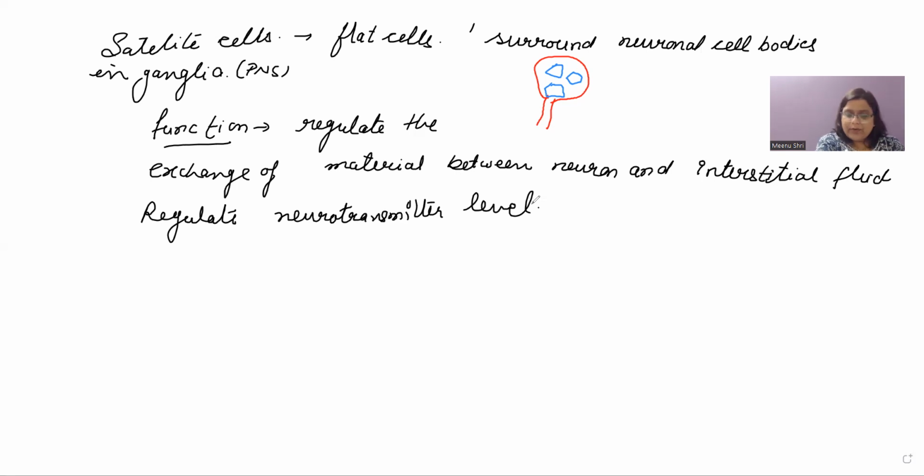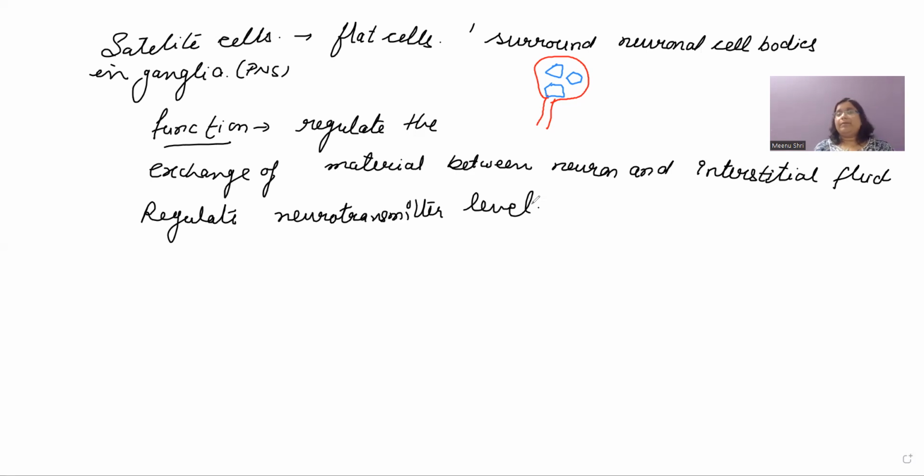The fourth cell is the microglial cells. They have spine projections, and thus they are the smallest neuroglial cells. They function as phagocytic cells like the macrophages. They remove the cell debris which forms during the normal development of the nervous system.